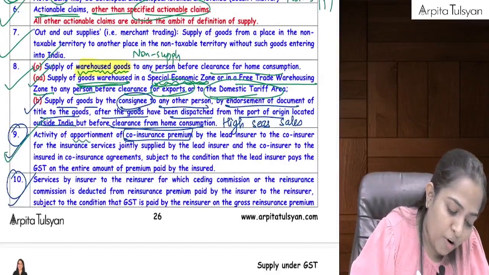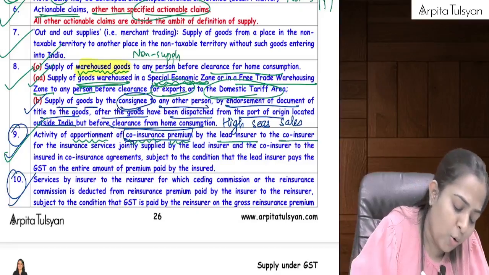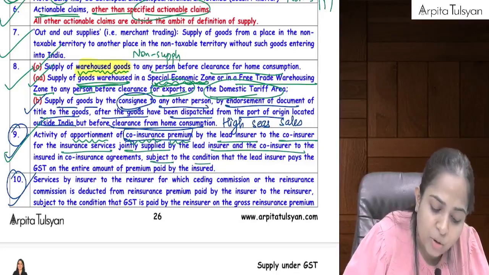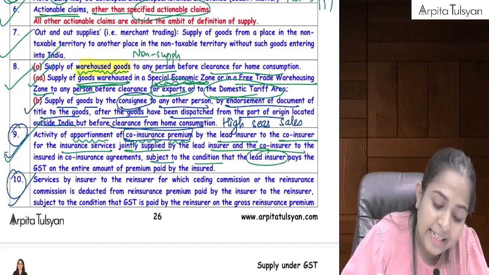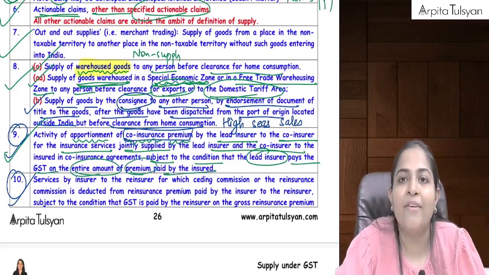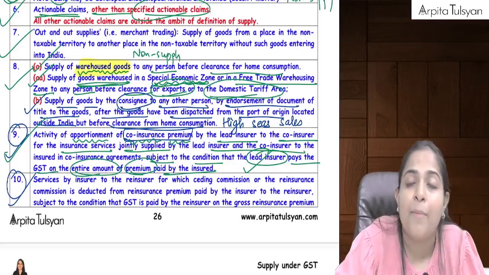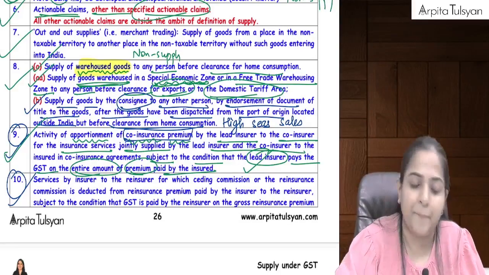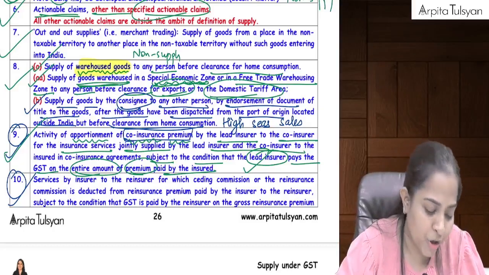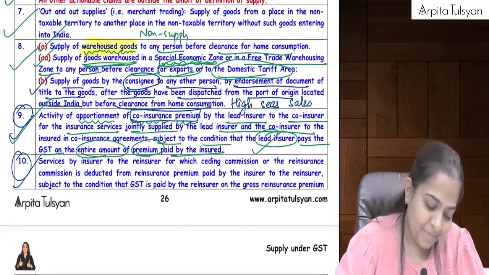So see, the activity of apportionment of co-insurance premium by the lead insurer to the co-insurer for insurance services jointly supplied by both of them is subject to the condition that, see what is the condition? The lead insurer pays the GST on the entire amount of premium paid by the insured. So whatever premium was paid by the customer, if GST on the entire amount is paid by the lead insurer, then whatever 40,000 was apportioned by the lead insurer to the co-insurer will not be considered as a supply. Logical, simple now? Yes. Okay.